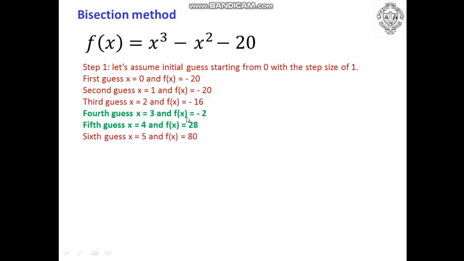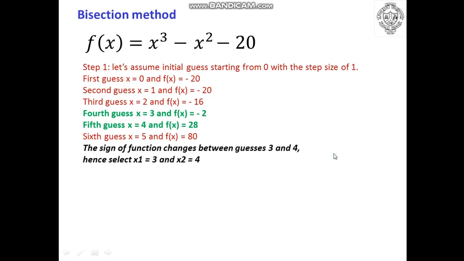Even if you go for the next guess, you will find the value is increasing; when you consider it to be 5, the value is 80. So again, if you consider the interval 4 and 5, there will not be any root. So we will assume the initial guesses as 3 and 4. As we have observed that there is a sign change between 3 and 4, we will select x1 as 3 and x2 as 4.